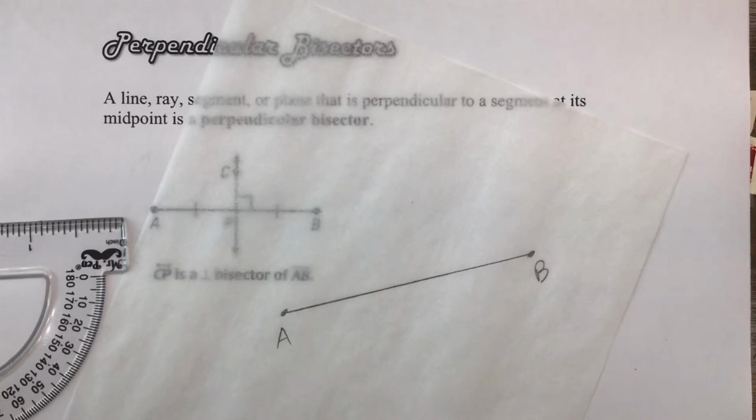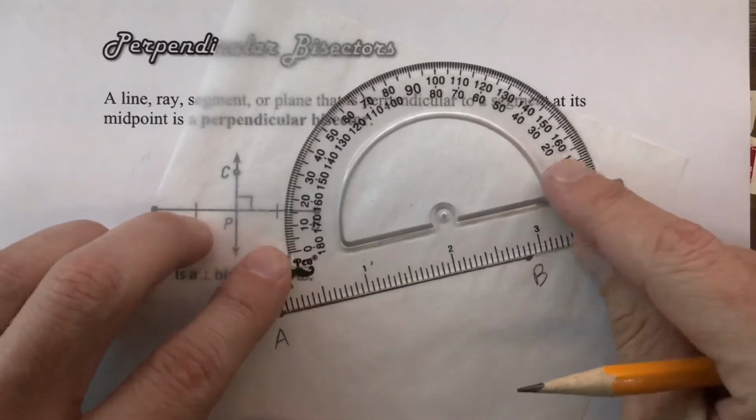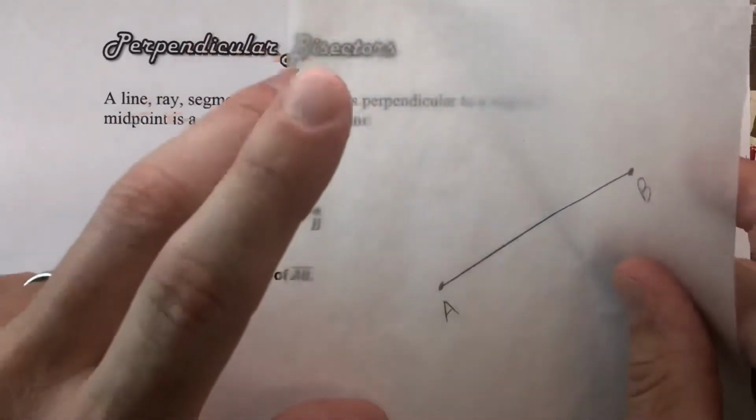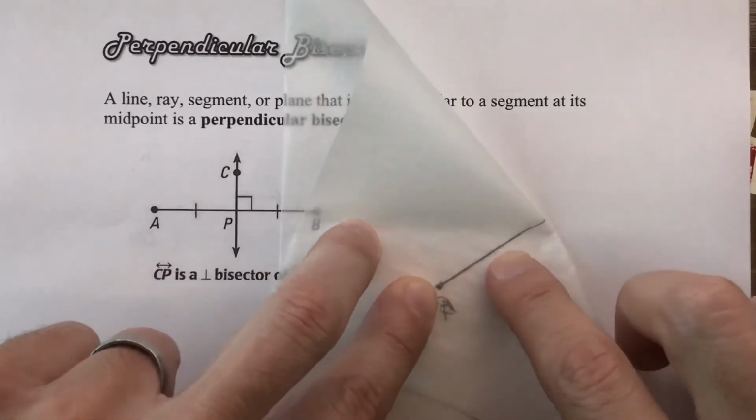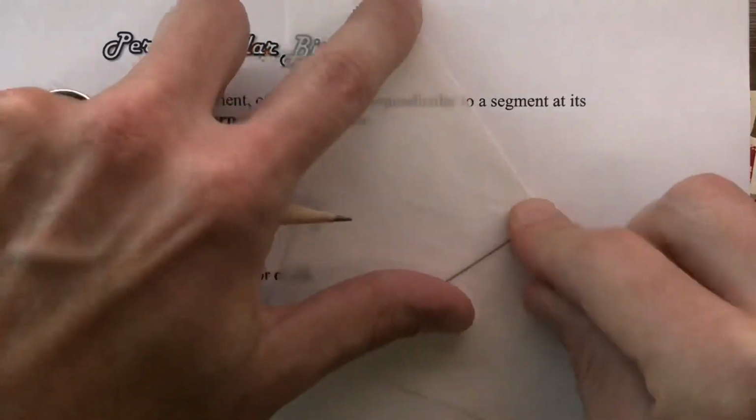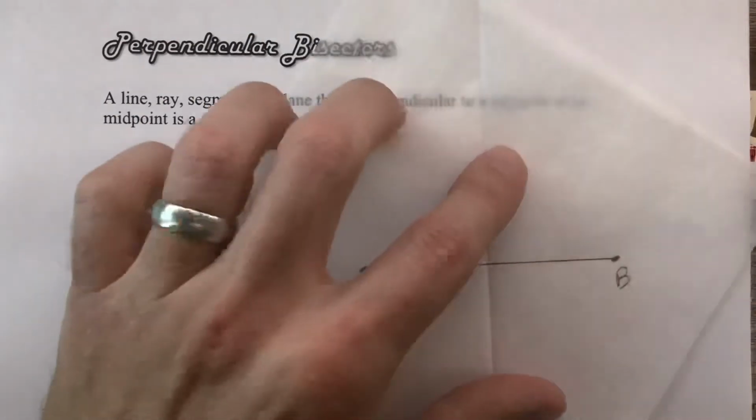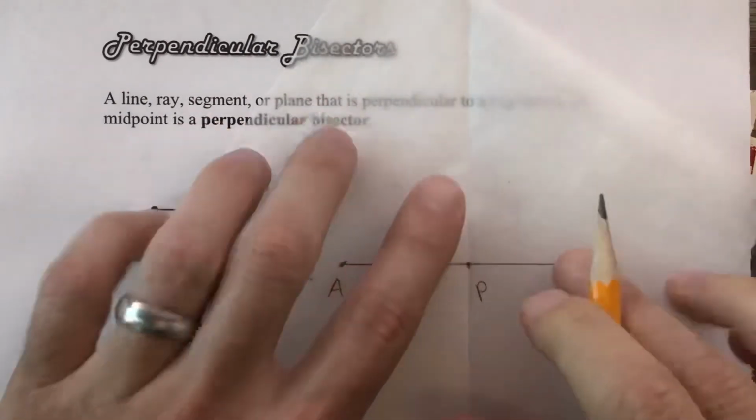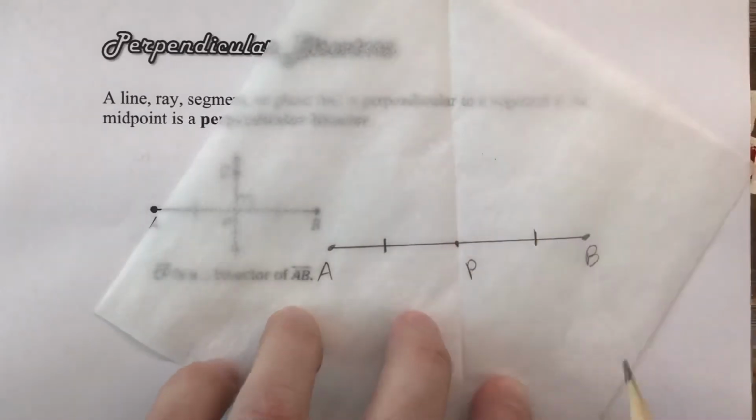Now, to get a perpendicular bisector, I need to identify a midpoint. Instead of measuring this time, I'm going to fold this over so that point B ends up on A. If you do that, the lines are going to automatically match up, and I'm going to make a crease right here. That identifies a midpoint. I'll call that P to match the other picture. That is a midpoint, so I'm going to add those markings there.